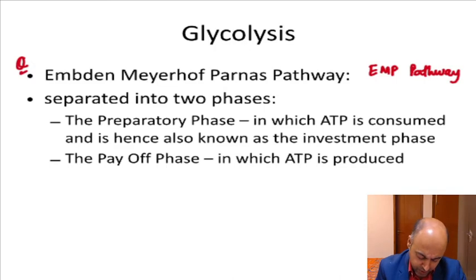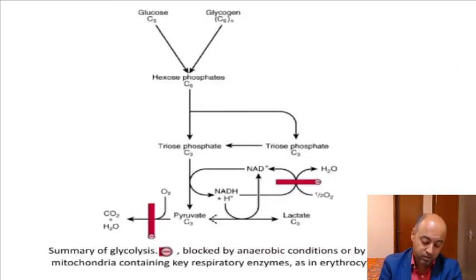So very briefly, what happens here? The glucose or the glycogen acting as source gives us the hexose phosphate, in the form of glucose 6 phosphate. This hexose phosphate will be split into two trioses which are interconvertible. One of the trioses is metabolized right up till the pyruvate.